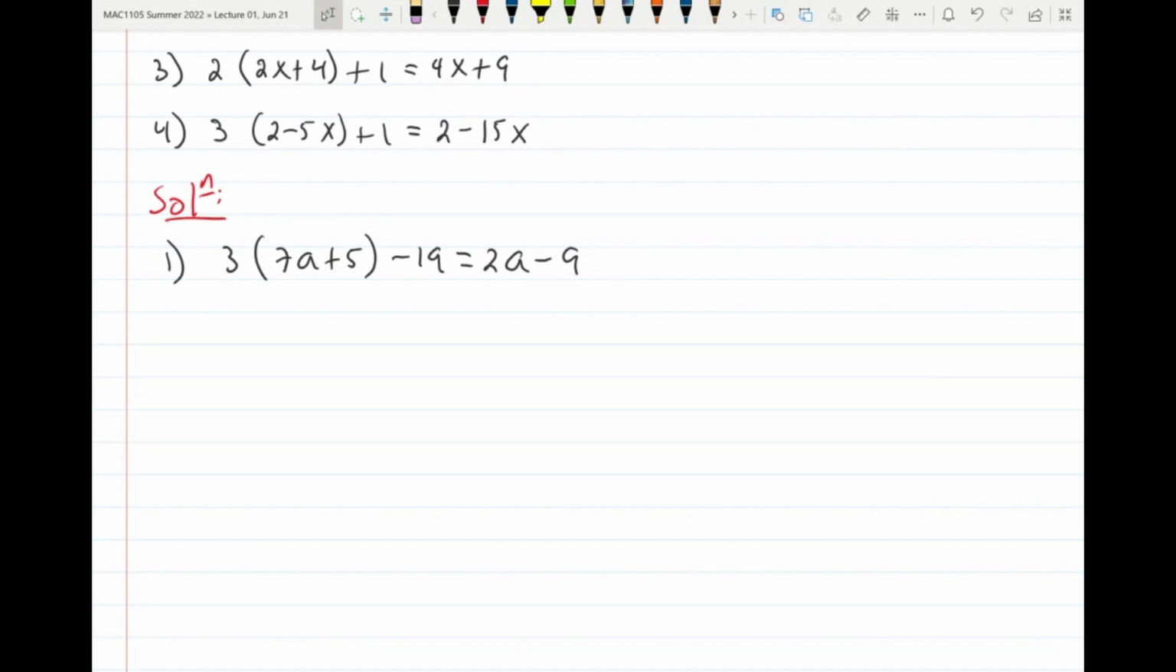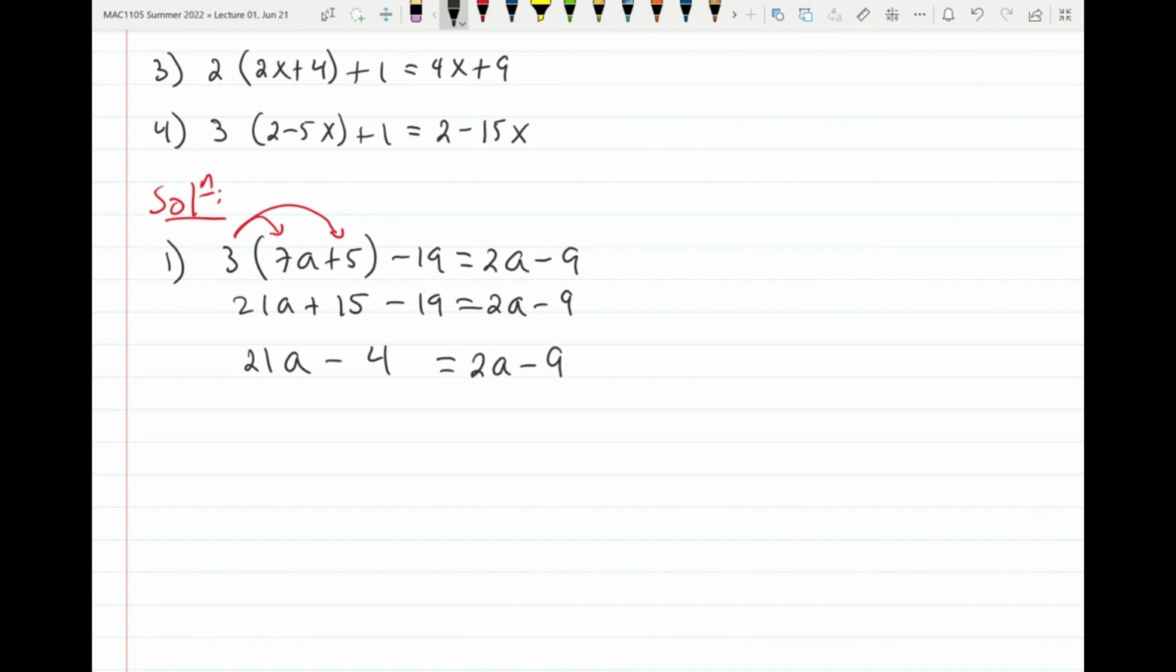I'm gonna worry about the left. And on the left, the first thing that we do is we get rid of these parentheses. So we get 21a plus 15 minus 19 equals 2a minus 9. Yes? All right, so now we keep looking. Is there anything that we can combine here? Yes, we have these two guys that are like terms, so we can combine them. 15 minus 19. So that's -4. And that's equal to 2a minus 9. So at this point, we already are done simplifying each side. There's nothing more we can do. It's time to start moving things around.